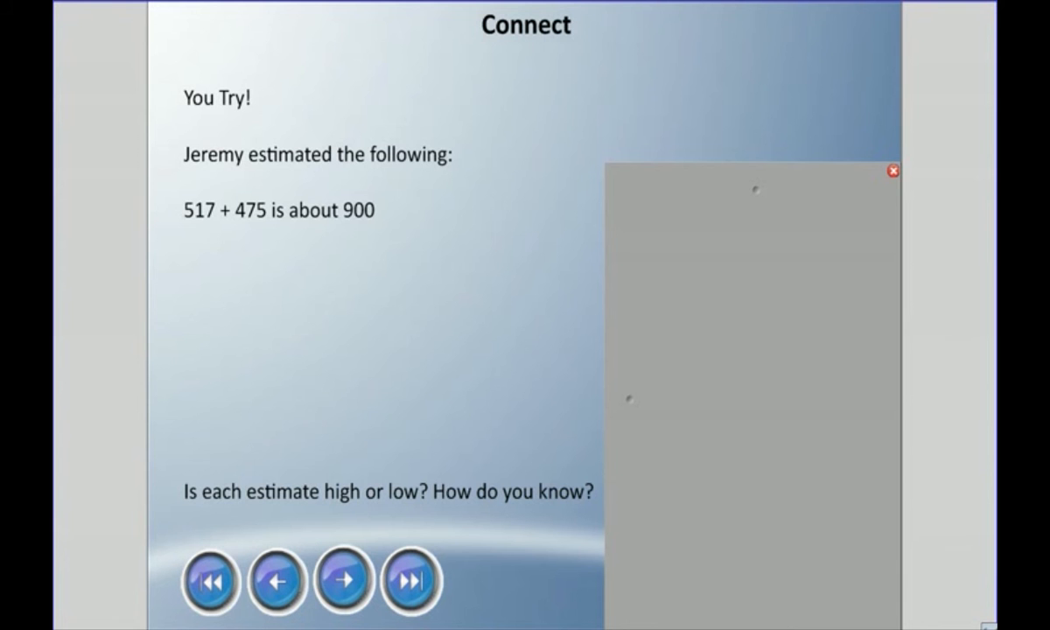All right, I'm going to get you to try this one. Jeremy estimated the following. 517 plus 475 is about 900. Is that a high or low estimate? Is he way above or is he way below? How do you know? Take a couple minutes, figure that out.